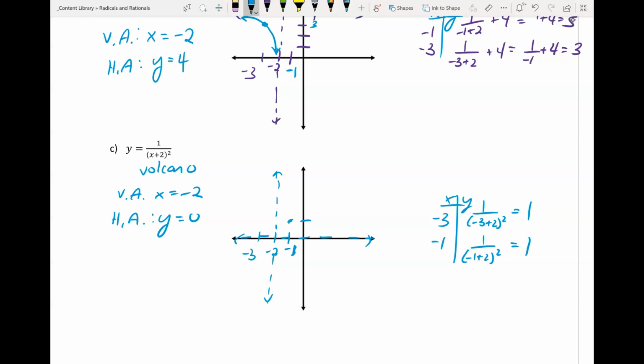Okay, so we're going to plot those points that we just found from our table of values, and then follow the same shape for all volcano graphs, which means I'm going to approach the asymptotes, but not touch them, just like so.